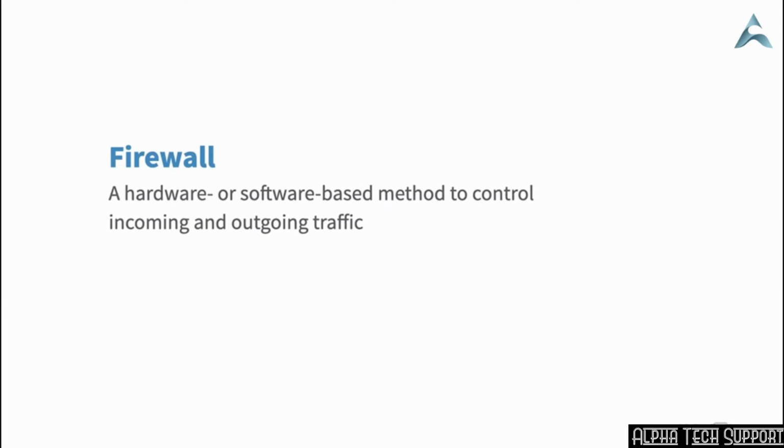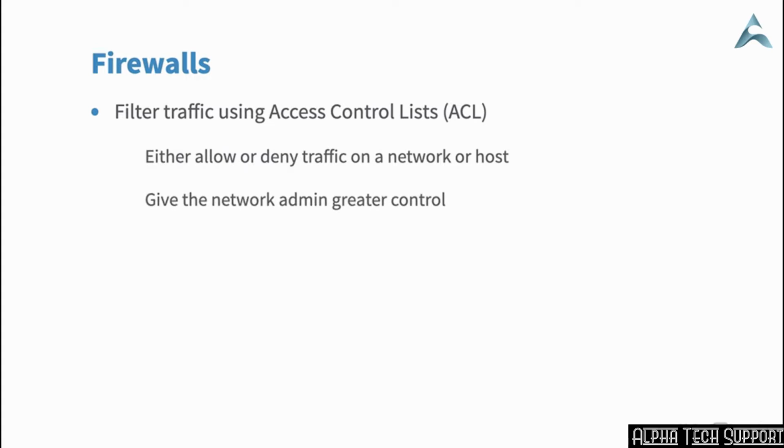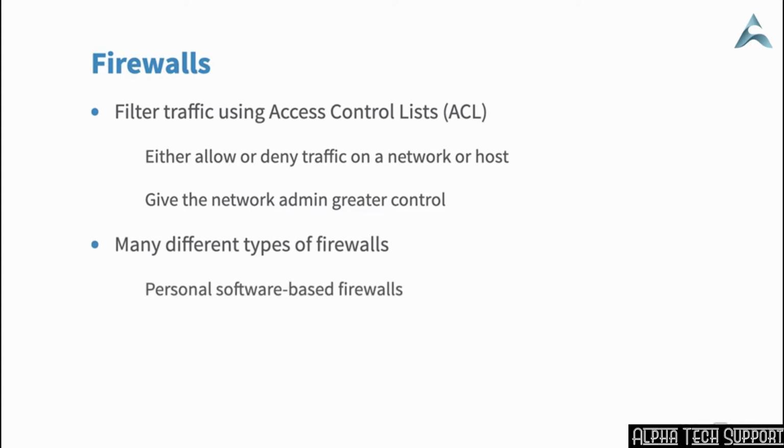A firewall is a hardware or software-based method to control incoming and outgoing traffic. Firewalls filter traffic using access control lists that either allow or deny traffic on a network or host based on a set of rules. A firewall gives the administrator greater control over the types of traffic originating from inside and outside the protected network. Today, there are many different types of firewalls, from software-based, such as the Windows Firewall, to dedicated appliances that defend an enterprise network.